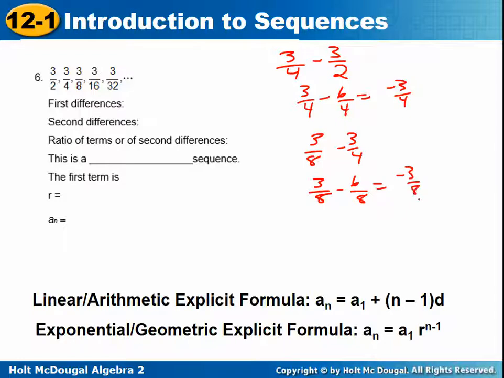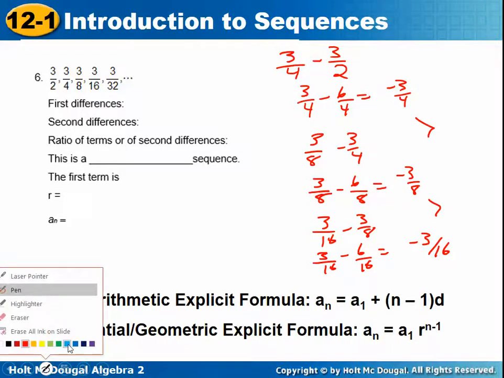So I already can tell that my first differences are not constant. I'll do one more. 3/16 minus 3/8. So I'll change my second fraction to 16ths, and I get negative 3/16. Definitely a pattern here, but they're not constant. Now I'll check the second differences.